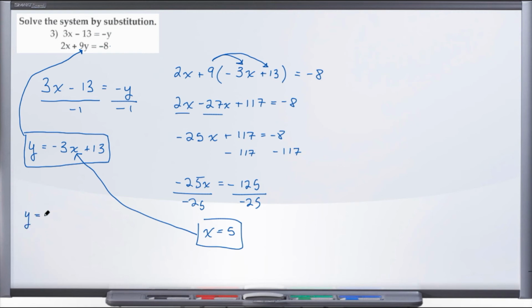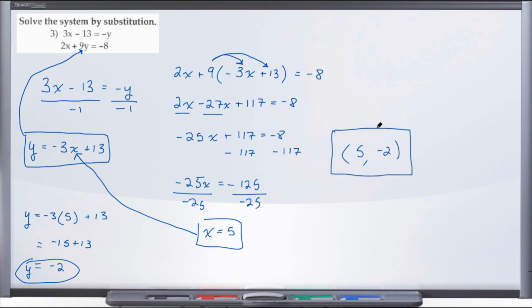So we have y equals -3 times 5 plus 13. And so we have -3 times 5 is going to give us a -15 plus 13. And of course, -15 plus 13 is going to give us a -2. So y equals -2. And now we've solved. We have an x, we have a y, so let's go ahead and write this as an ordered pair. So (5, -2), and this is now the solution to our system.